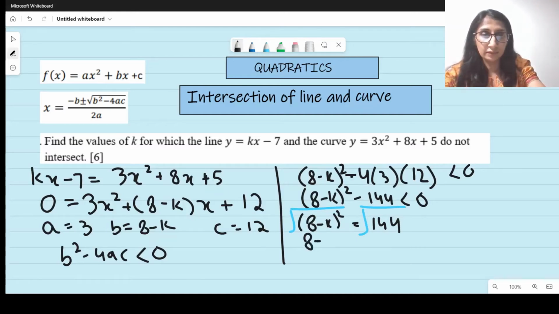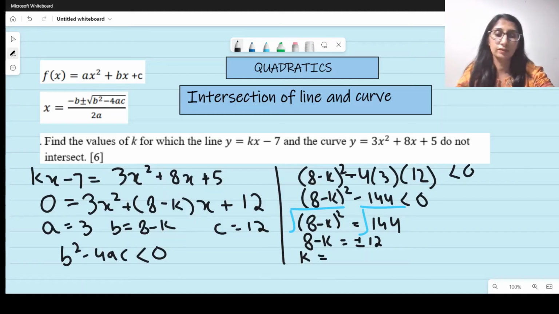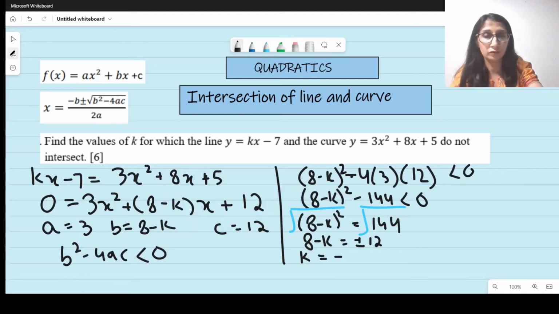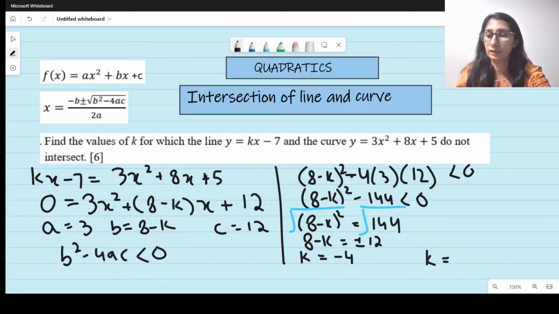So it gives me 8 − k = ±12, which gives, I'm going to directly write the answer. k is going to go to the right hand side, and if we bring +12 to the other side, it will become −12, so k = −4. And for the other one, k will go to the right hand side and 12 will come to this side, and we'll get k = 20.